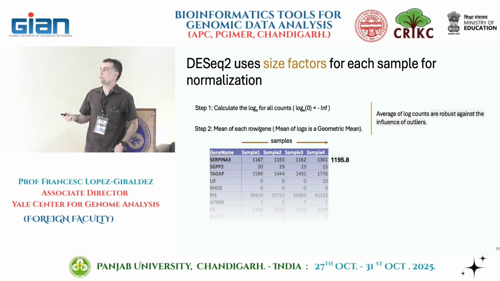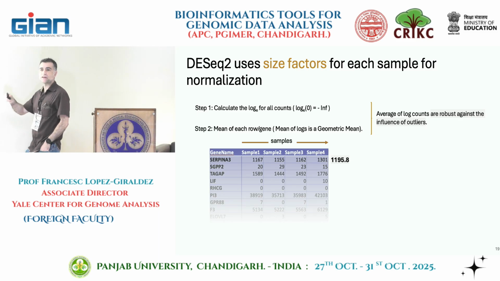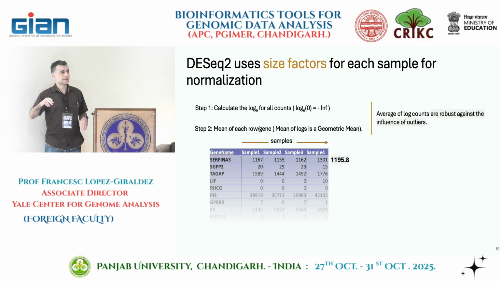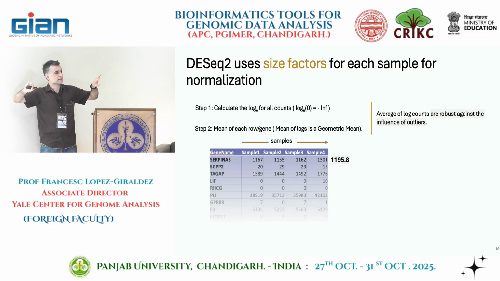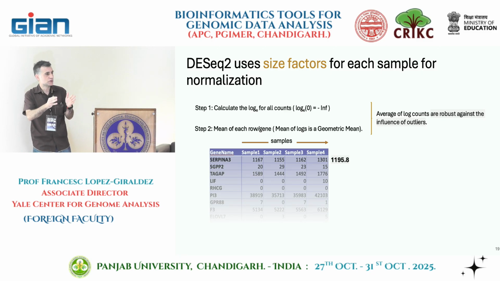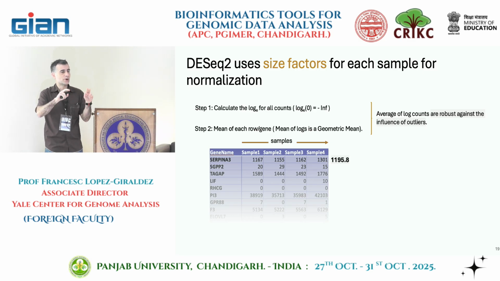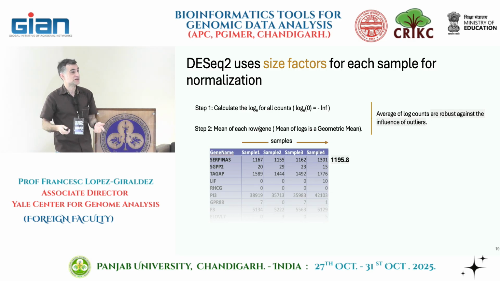Basically, the first step is what is called getting the geometric mean for every row in your table. So you just transform every count to the natural log and then take the mean. So that's the geometric mean, right? The advantage of using logs when you normalize is that you are removing the extreme cases, and focusing only on those genes that are, let's say, more normally expressed, the housekeeping genes and things like that.